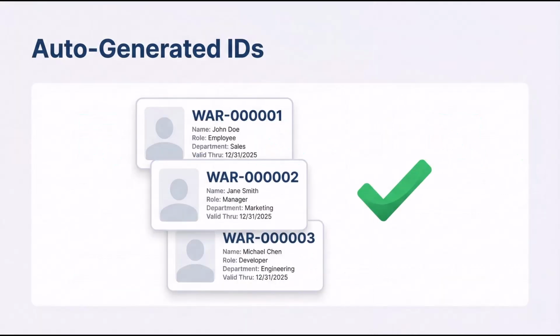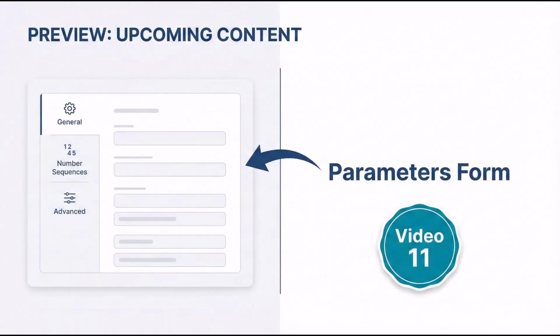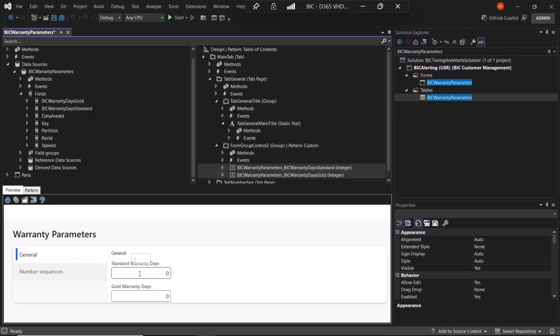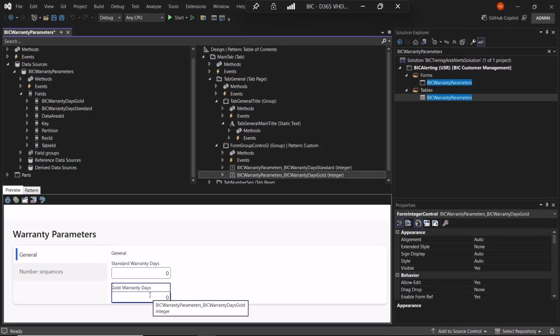Now our warranty claims can get proper auto-generated IDs. We'll see them as WAR dash followed by 6-digit numbers, starting from 1, then 2, and so on. This keeps our data clean, consistent, and ensures we never have any duplicates. In the next video 11, we're going to build the parameters form. You know, that table of contents form pattern where you have tabs on the left for different setting sections. That is where users will actually configure these warranty settings.